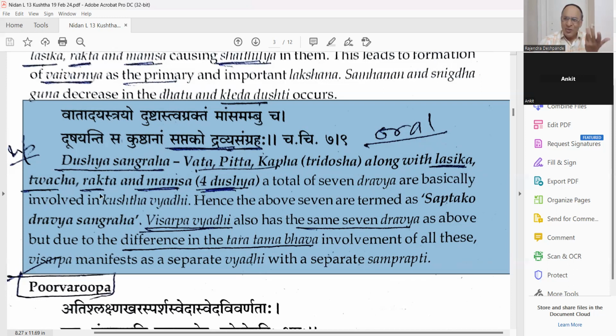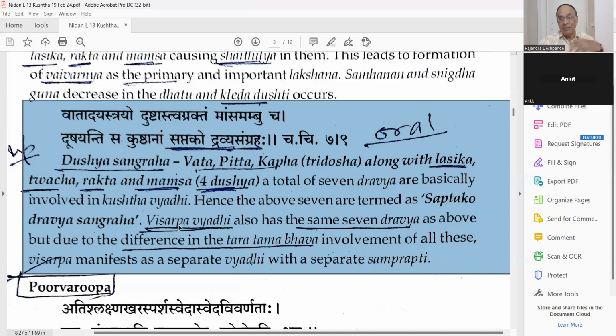6, Rakta. Very easy to remember. And Mansa. So 4 dushya and 3 doshas, total 7. This is called the Saptako Dravya Sangraha in Kushtha Vyadhi. This is a must to remember in SAQ and also for oral examination.